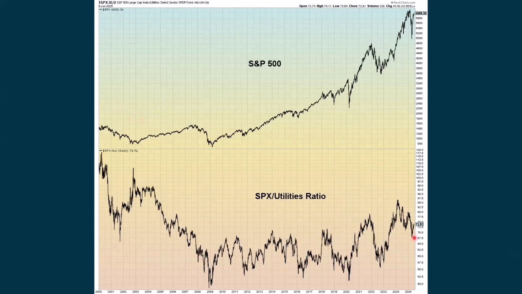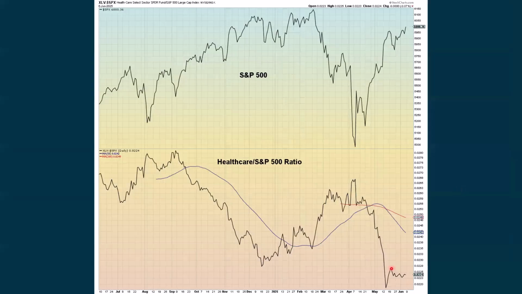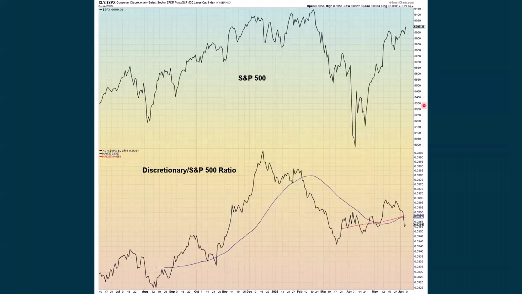I haven't been showing this chart all that much because we go up a little bit, down a little bit, up a little bit, down a little bit. We want to see more continued upward moves. That means the S&P is outperforming utilities. Then healthcare, which is more defensive, in a downtrend here and back to underperforming the S&P. Discretionary, still above its 200-day moving average, but in a downtrend, and it's underperforming when we compare it to the S&P. It's really been having some trouble.